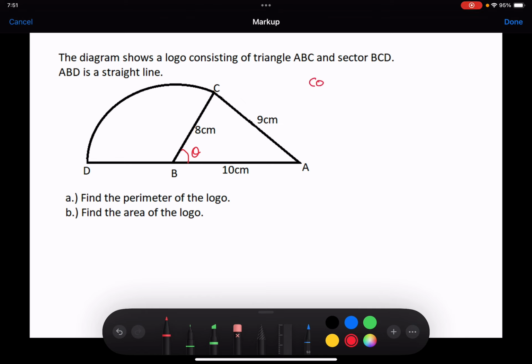I can say cos theta is going to be equal to 10 squared plus 8 squared minus the 9 squared, divided by 2 times the b times the c, so 2 times the 8 times the 10. I'm going to put that into my calculator, and then I'm going to do cos inverse of that.